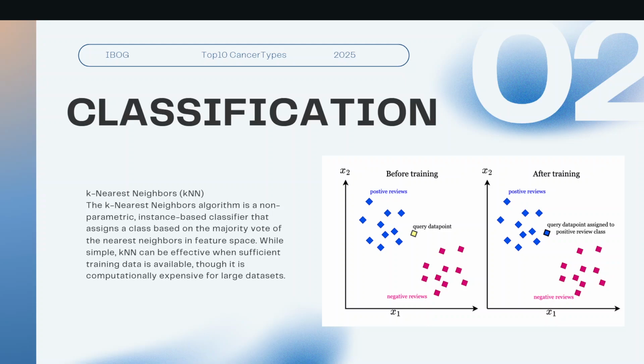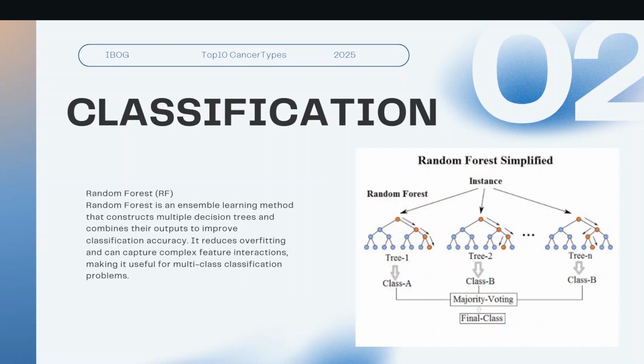K-nearest neighbors. The K-nearest neighbors algorithm is a non-parametric instance-based classifier that assigns a class based on the majority vote of the nearest neighbors in feature space. While simple, KNN can be effective when sufficient training data is available, though it's computationally expensive for larger datasets. Next one is random forest. Random forest is an ensemble learning method that constructs multiple decision trees and combines their outputs to improve classification accuracy. It reduces overfitting and can capture complex feature interactions, making it useful for multi-class classification problems.